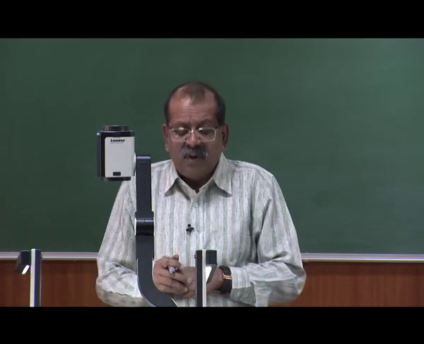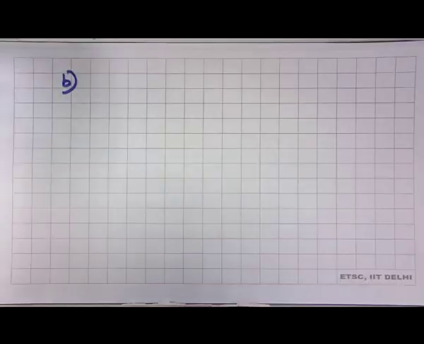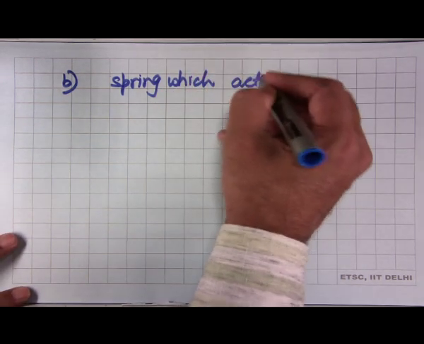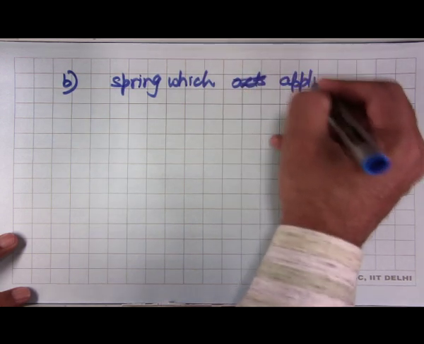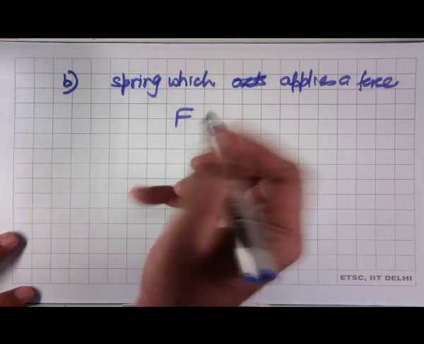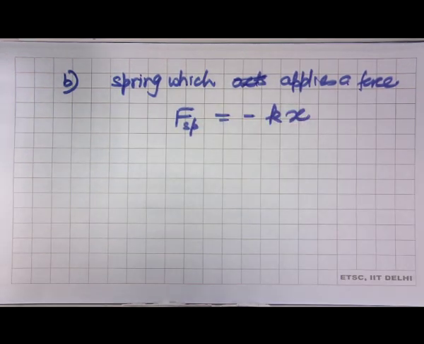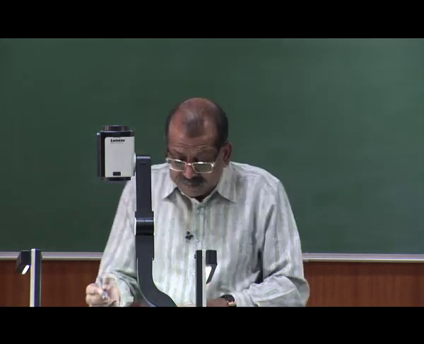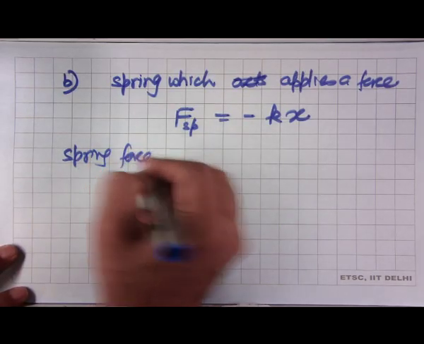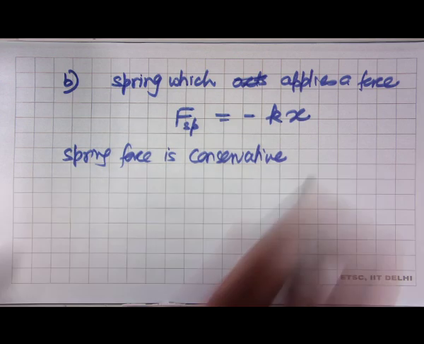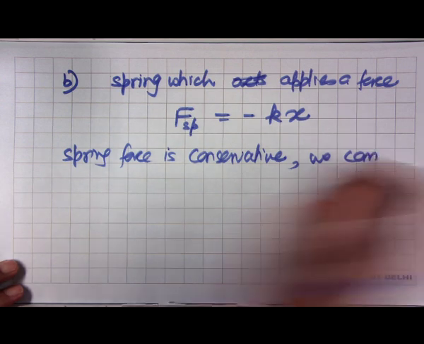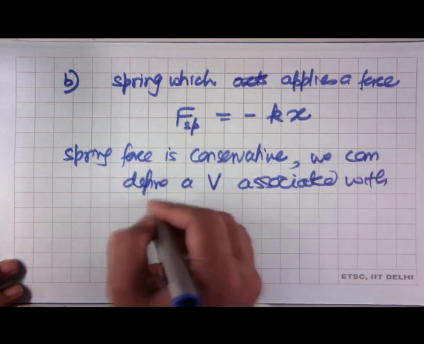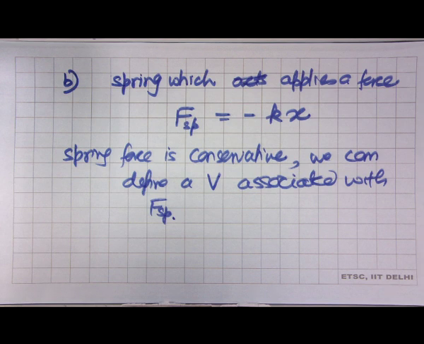The second case of conservative force is when we have a spring which applies a force given by Hooke's law, where the spring force is equal to minus kx. If the spring is such that the force is proportional to the displacement of the spring, then such a spring force is conservative, and we can define a V associated with this spring force. And how do we do that?